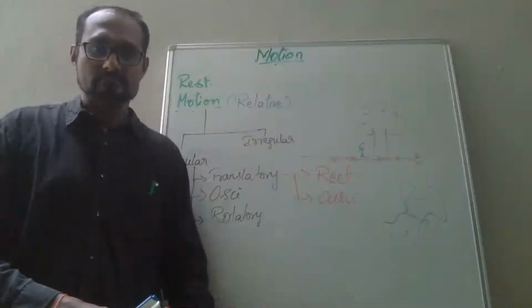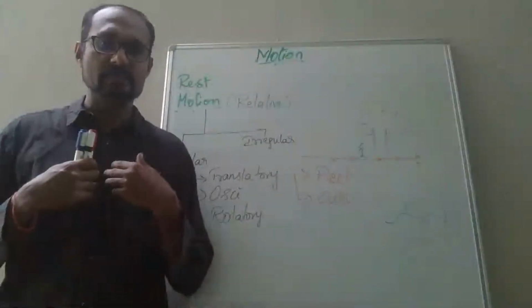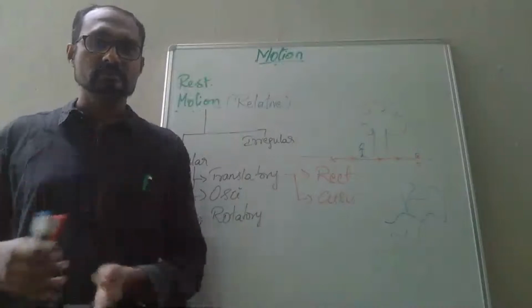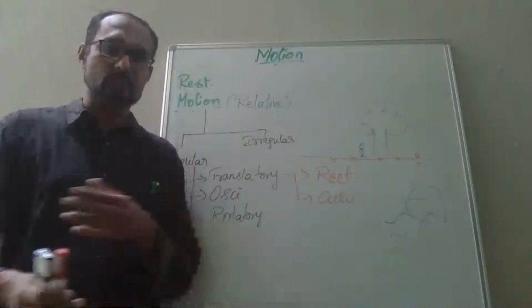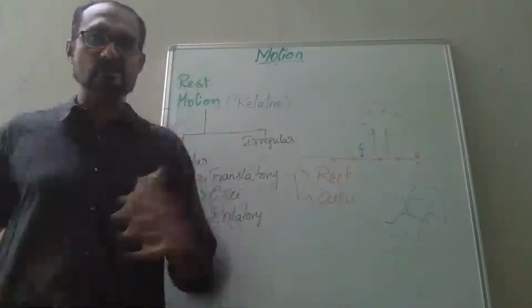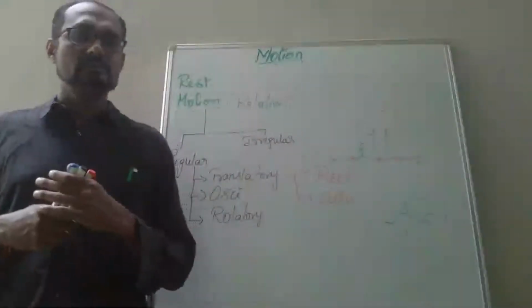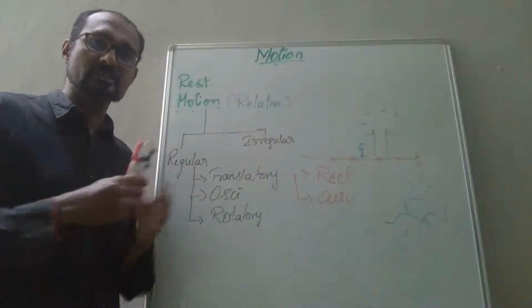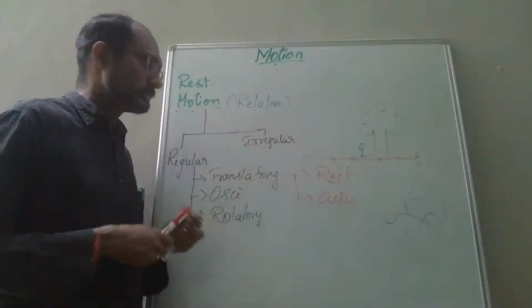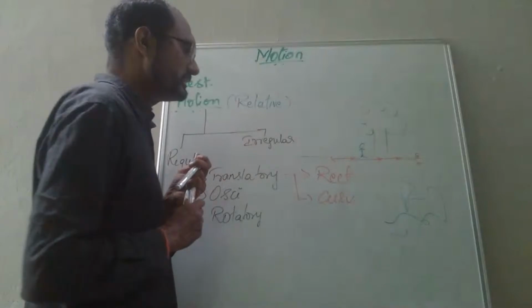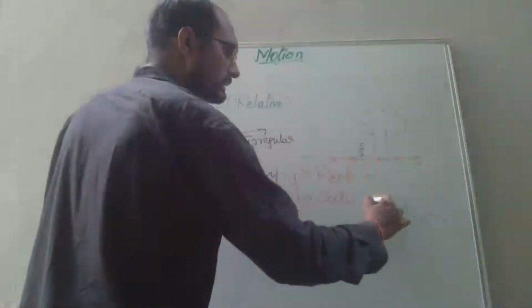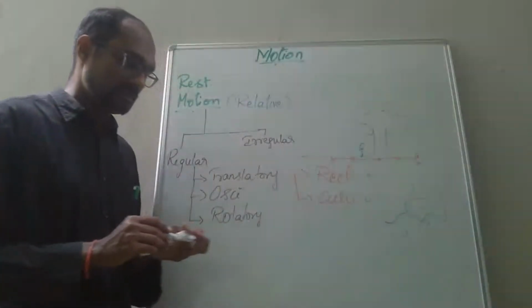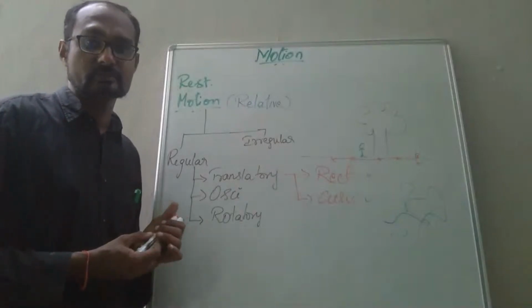Suppose I am running. I am in translatory motion because from the starting point to the final point I am moving as a whole, completely. So it comes under translatory motion. Now this translatory motion is again classified into two types. One is rectilinear motion, the other one is curvilinear motion. Now what is a rectilinear motion?